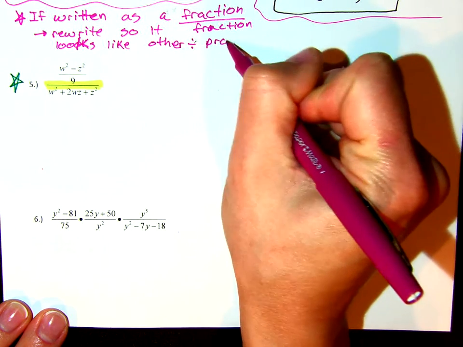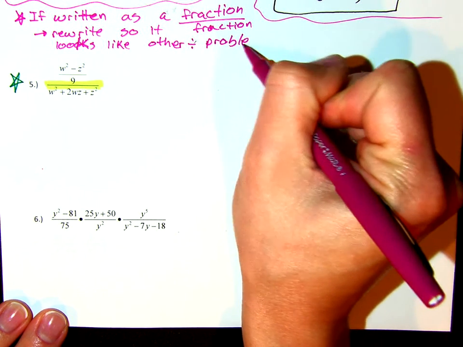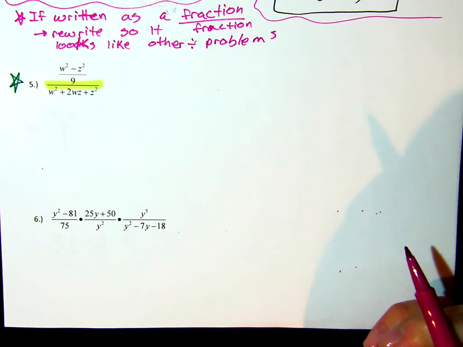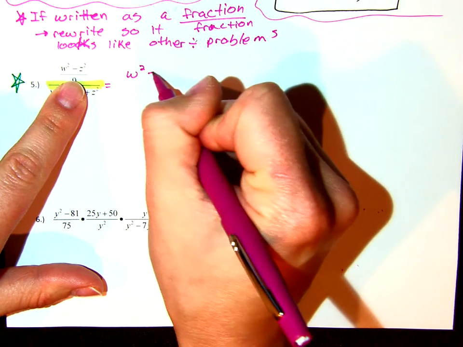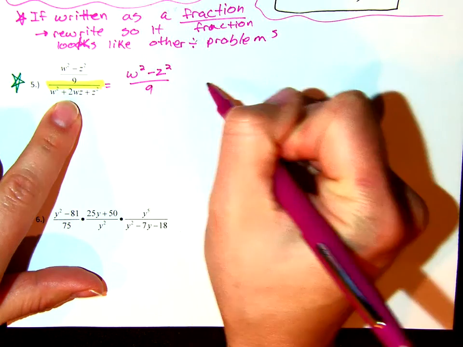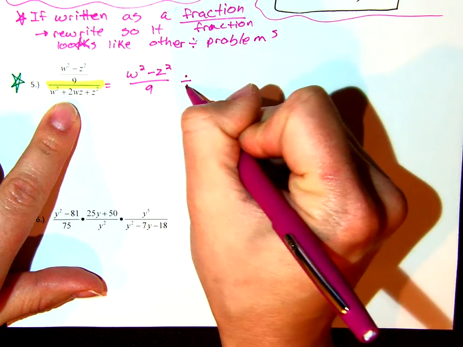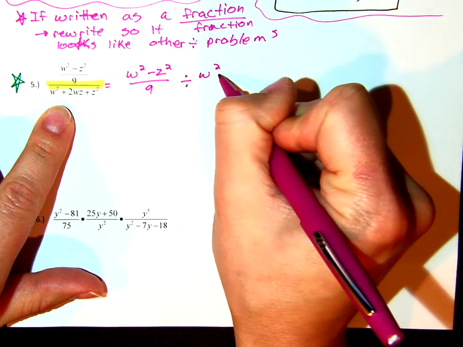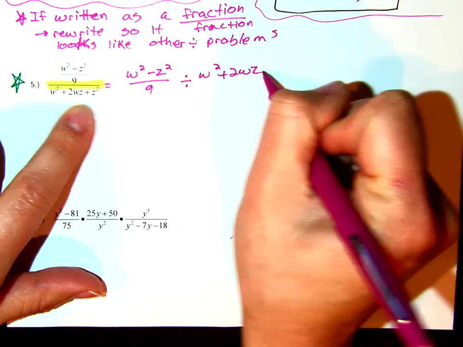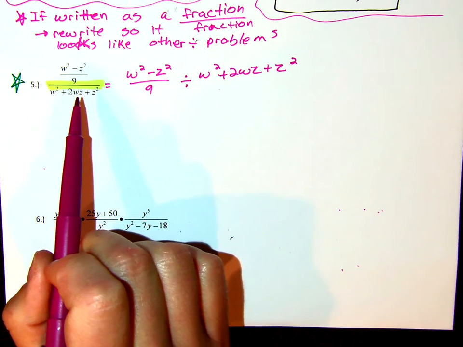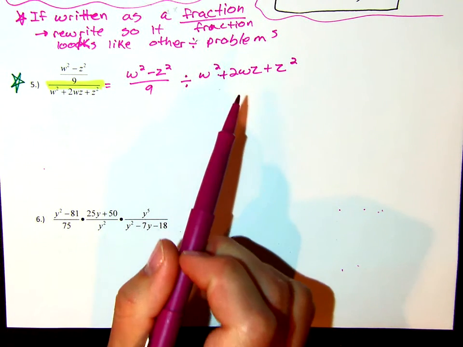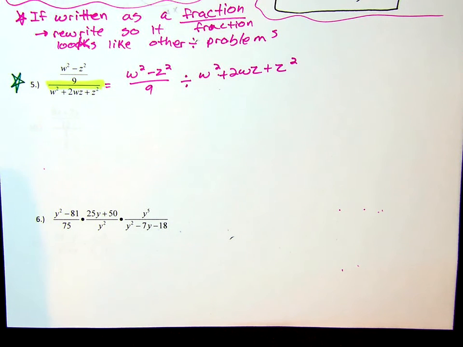In other words, we're going to actually use that division sign, which we haven't used since we were in elementary school. So my first fraction is w squared minus z squared over 9. And then I'm supposed to be dividing this by w squared plus 2wz plus z squared. Now, this is the first issue. The second issue is that this last one is not a fraction, and so a lot of you will end up just putting it over 1 and stopping there.